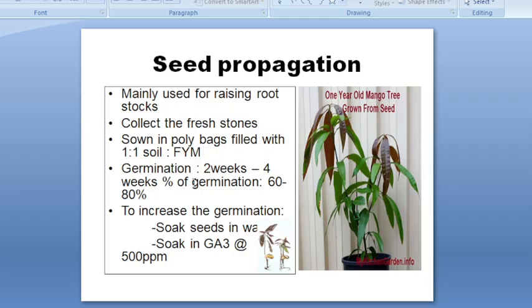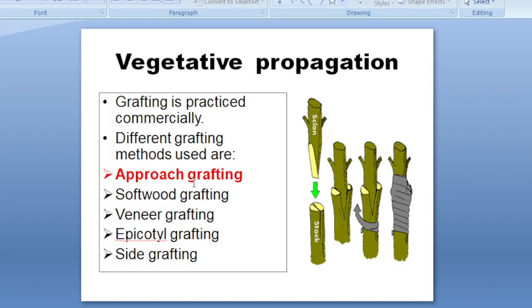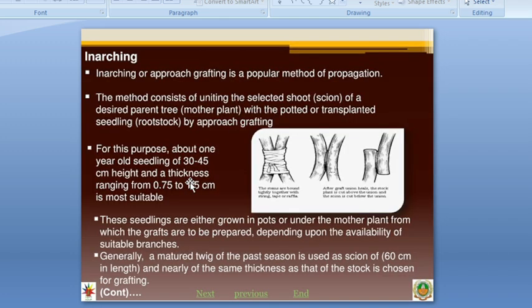To enhance the germination, we can soak the seeds in water, or we can also treat with some growth regulators. For vegetative propagation methods, we can follow various methods like veneer grafting, epicotyl grafting, side grafting, but approach grafting is the one commercial method. Here what they will do is the rootstock is already ready, and on the site of the rootstock itself, they will do the grafting on the site of the plant itself.